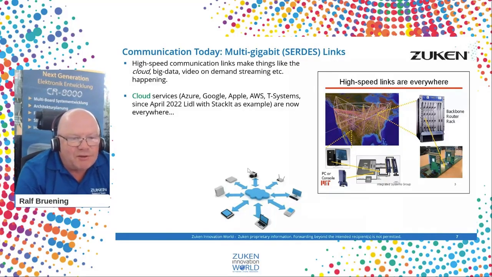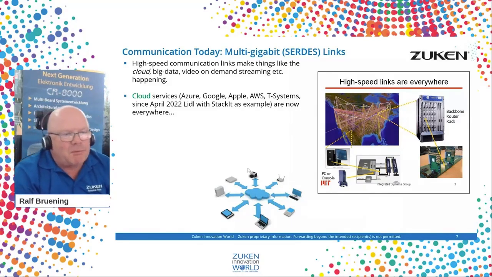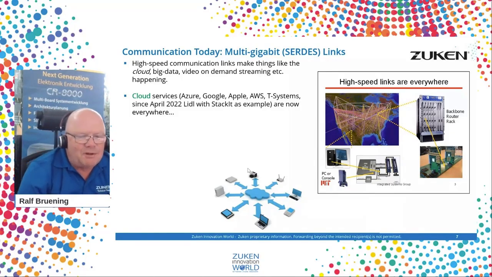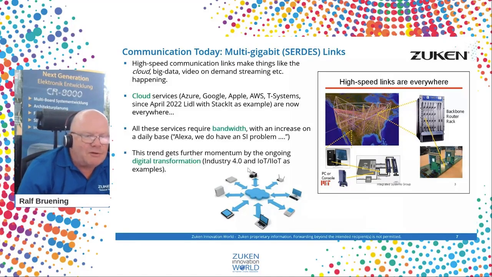We never have enough bandwidth. We have cloud services everywhere. We have clouds at home. We have Siri, we have Alexa, we have Azure, we have Google Cloud, Amazon Web Services, we have local clouds. In Germany, the department store brand Lidl did start with a kind of low-cost cloud service, just as an example. So we have the demand to exchange data, and this requires bandwidth.